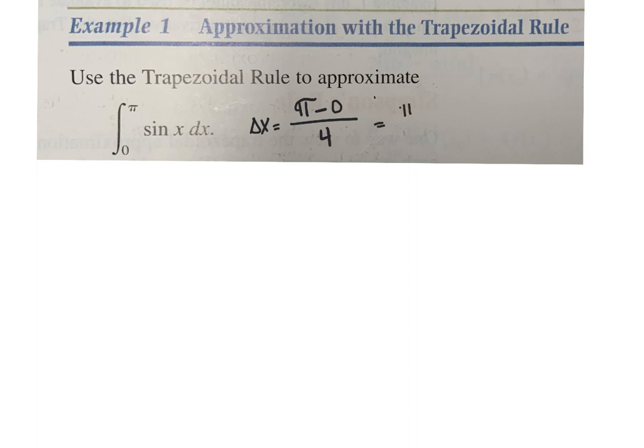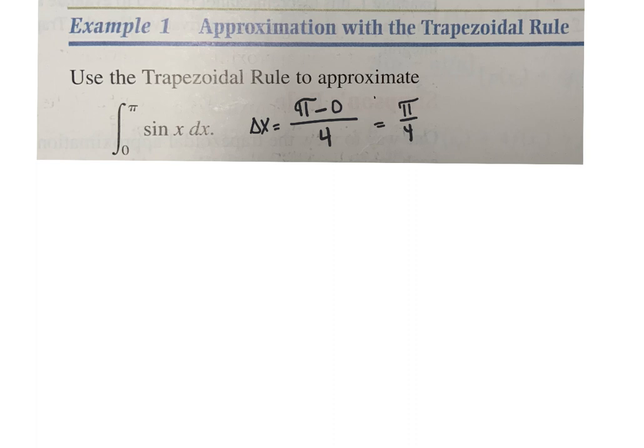So this is just going to be pi over 4, which means that every single trapezoid is going to be pi over 4 width, okay? Now, that's not what you use in front of your rule. In front of your rule, you use b minus a over 2n. So don't get confused with the width of each trapezoid and what you put in front, okay?